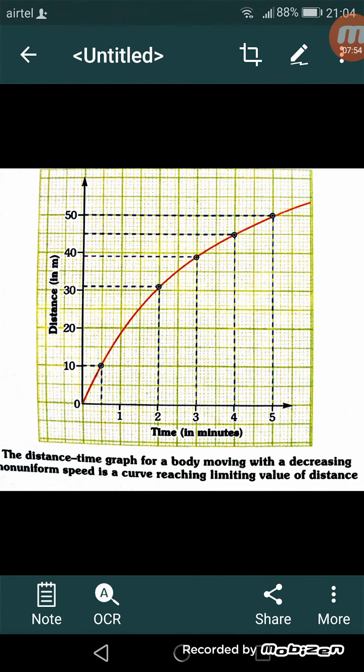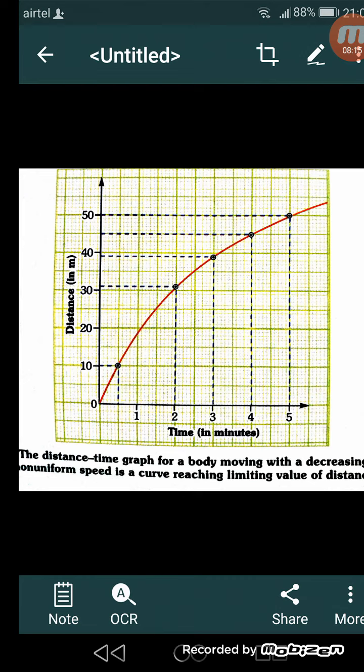Now this is the reverse of the previous one. Here this is the distance-time graph for a body moving with a decreasing non-uniform speed. Here again we can see the object is covering unequal distances in equal intervals of time, and the speed of the object is decreasing continuously. So that's why it is curved downwards.